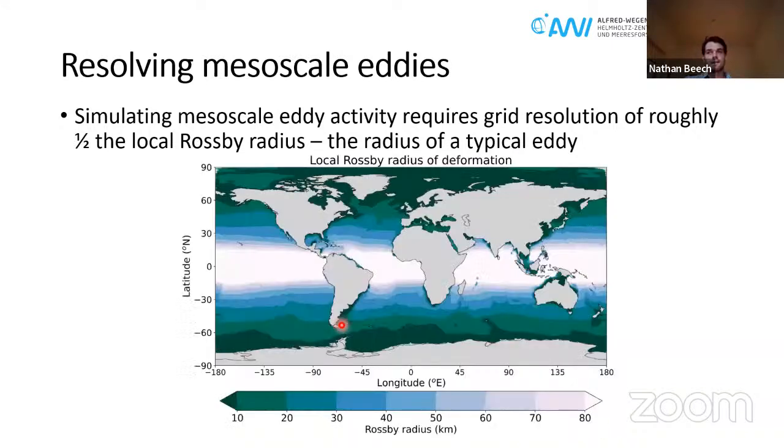But if we're going to define the resolution that we need in order to simulate an eddy based on the size of the eddy, then we also need to know what the size of eddies is in different regions. And that's what you're looking at here. This is the local Rossby radius, so the radius of a typical eddy in each of these regions. And we can see that near the poles, the radius is quite low. It can be less than 10 kilometers, whereas around the equator, it can be pretty high, greater than 80 kilometers.